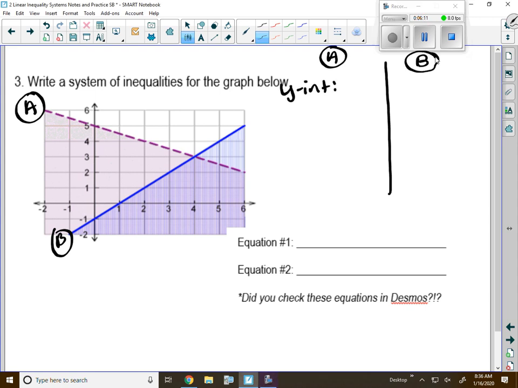All right, the y-intercept for A, what is it? 5. Okay, and what about for B? -1. Okay, the slope for line A, is it positive or negative? Negative, and rise 1 over a run of 2, -1/2, and then our slope for B, +1.